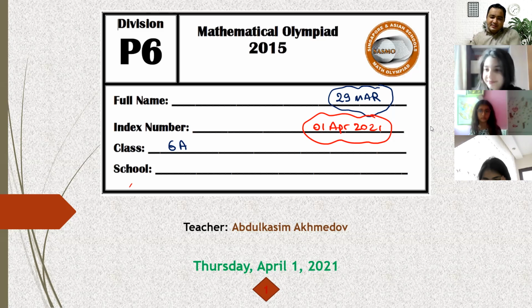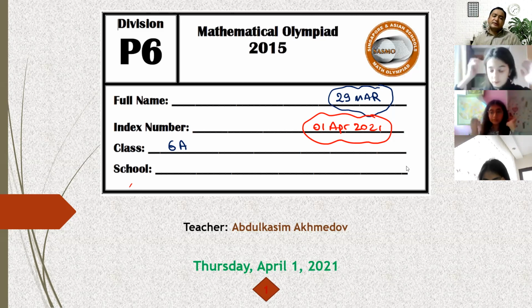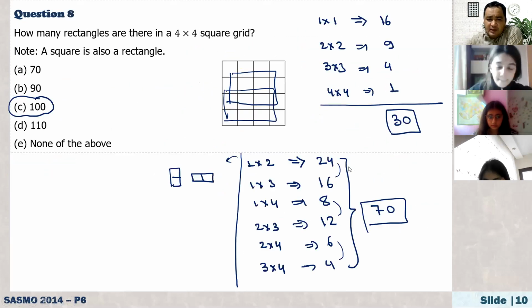Okay. So last time we started this paper, if you remember, that is P6, Mathematical Olympiad 2015. And after we finish this, we will start 2016 papers. And hopefully next week, we will finish 2016. And the last week, we will practice 2017 papers, okay? So before we start again, let me just give you some time.